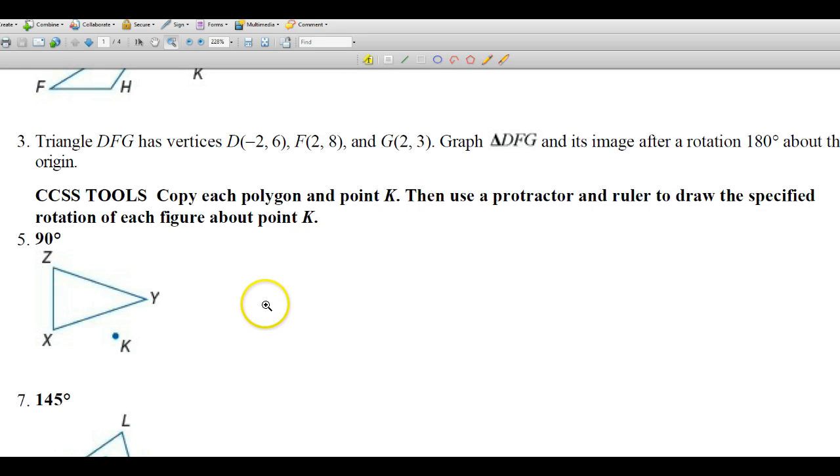This is lesson 9.3, rotations, starting on page 643. Number 3, triangle DFG has vertices -2, 6, 2, 8, 2, 3. Graph triangle DFG and its image after a rotation of 180 degrees about the origin.